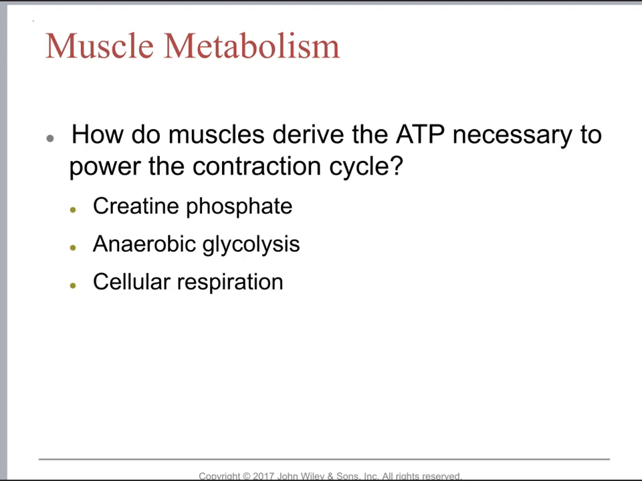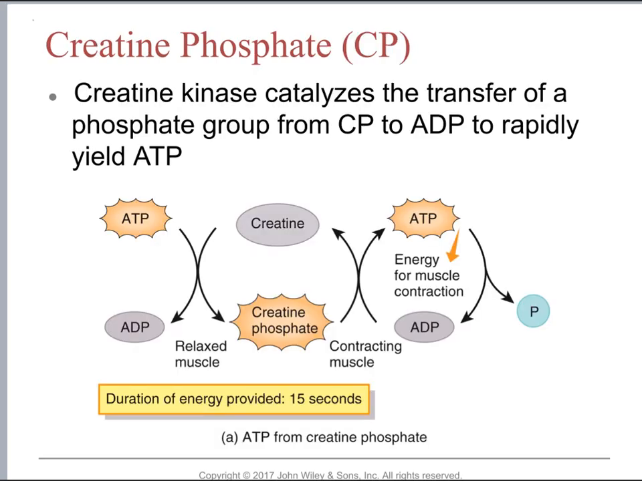Well, the answer is one of three ways. So the first is going to be creatine phosphate. Now, for each of these, we're going to outline how many ATP are produced and how much work is going to result. The second is anaerobic glycolysis. The third is going to be aerobic respiration or cellular respiration. Let's start with creatine phosphate.